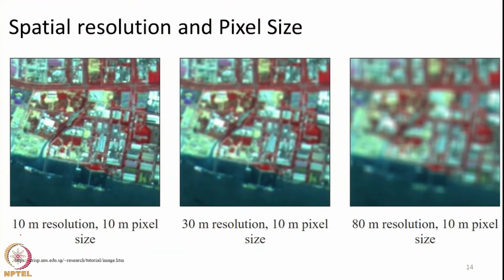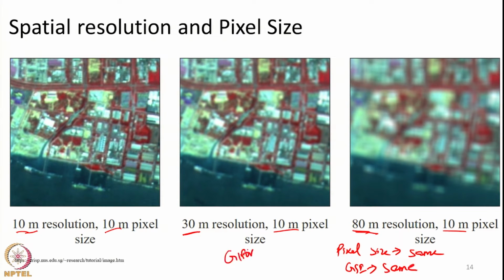These pictures show images of the same area processed using some digital image processing techniques, where the GIFOV size was changed for each image. Here the GIFOV size was 10 meters, here the GIFOV size was 30 meters, here the GIFOV size was 80 meters. But the pixel size in each image is just 10 meters. So, the pixel size is the same, that is, effectively the GSI is the same, but the GIFOV kept on progressively becoming coarser and coarser: 10 meter, 30 meter and 80 meter.